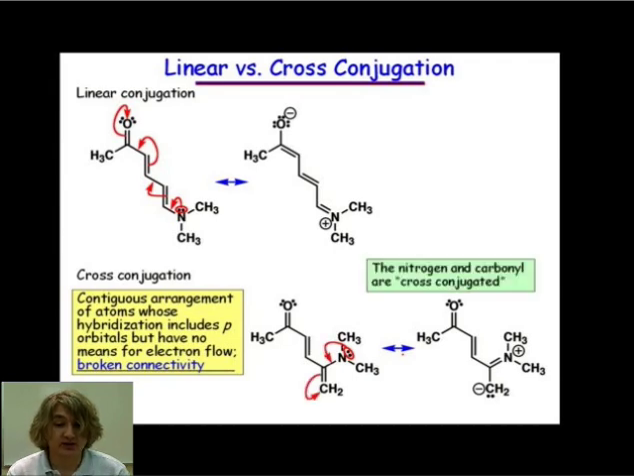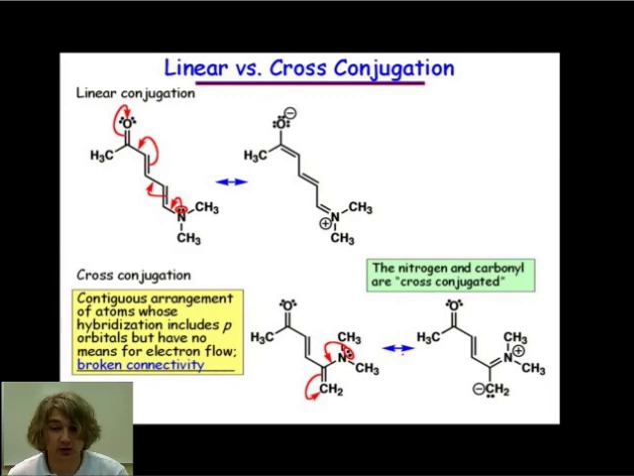Drawing the arrows there, this nitrogen and carbonyl are cross-conjugated. We cannot push them from the nitrogen all the way up to the oxygen. On first glance, it looks as though there's a contiguous pi system between the two, but until you actually push the arrows, you will not know whether they're linear or cross-conjugated. So therefore, that lone pair will not donate into the electron sink of our carbonyl.